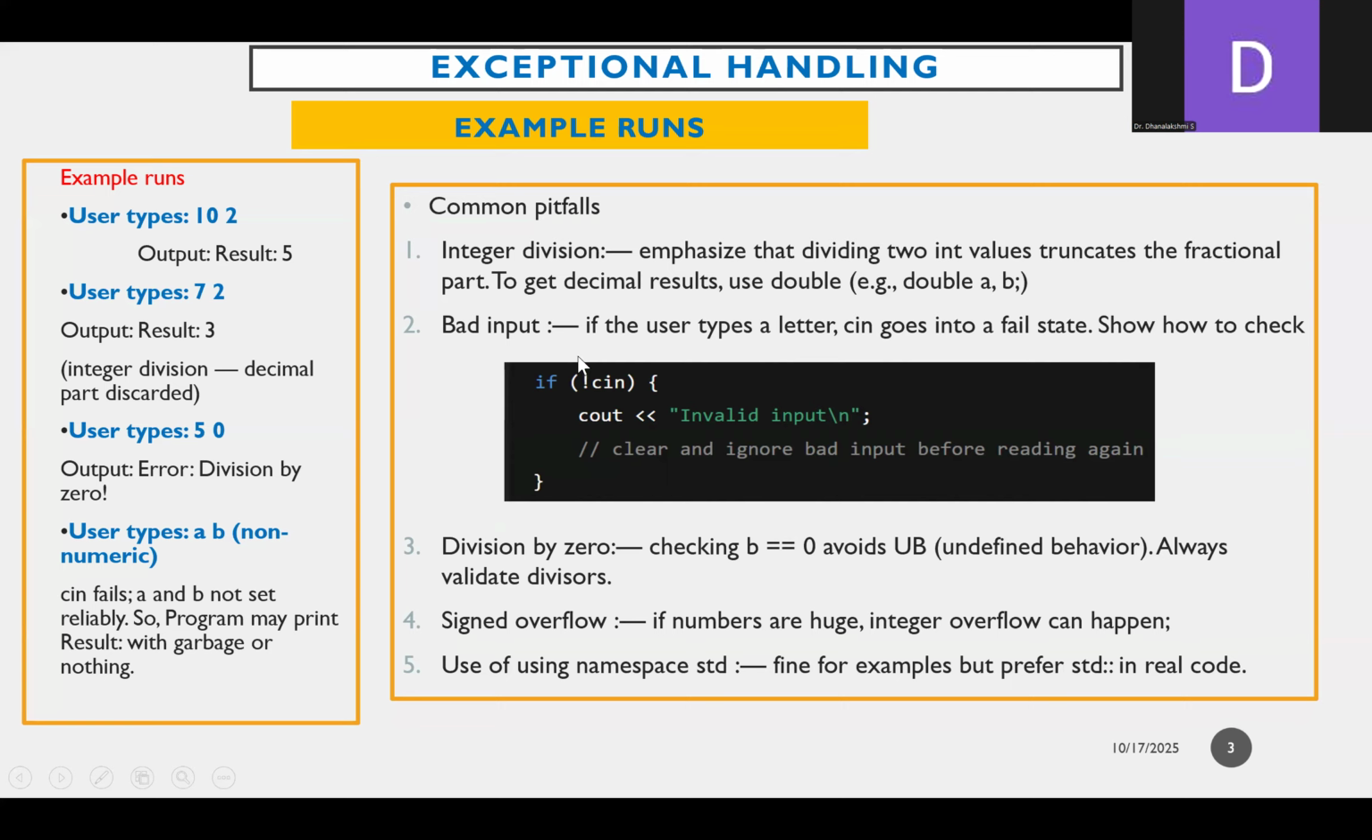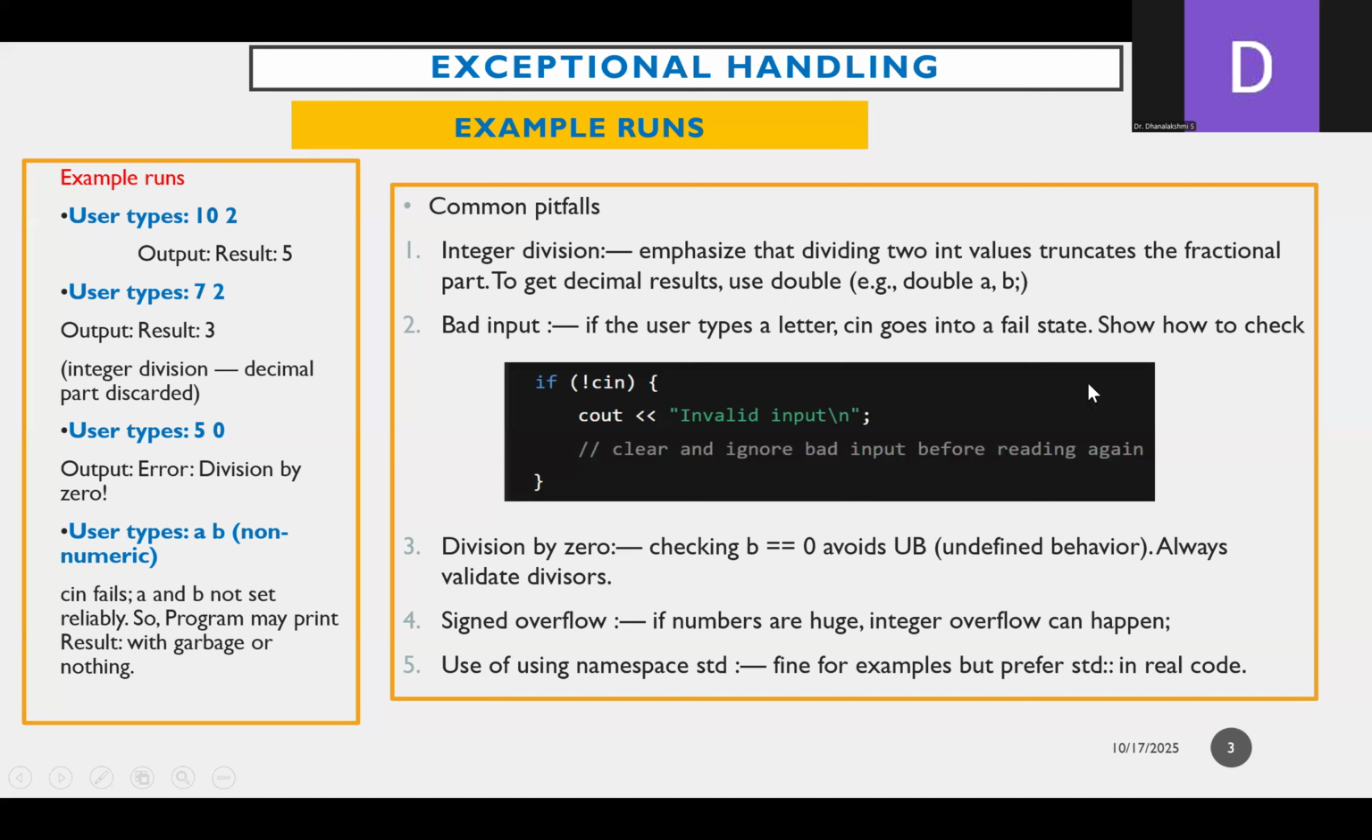Next, coming to bad input. If the user types an invalid input, for example, a letter when an integer is expected, cin automatically goes to the fail state. So when this happens, the input extraction stops. You need to check and clear the error before continuing. This is a small example given here. So how could you prevent this? If I'm using if (!cin), which means that if cin fails, then automatically you can print invalid input. Therefore, this clears and ignores the bad input before reading it again.